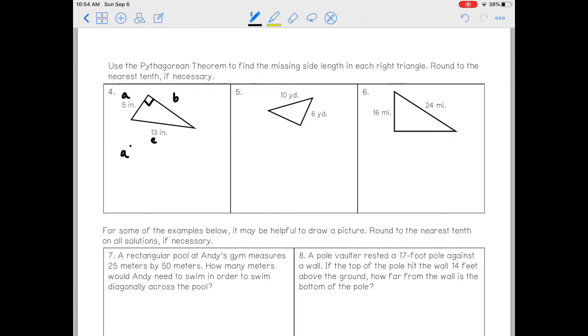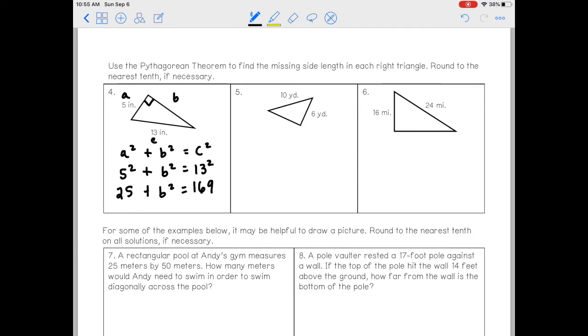We know the Pythagorean theorem says A squared plus B squared equals C squared. We have A, which is 5 squared, plus B squared, we don't have that, and then C squared is 13 squared. Well, 5 times 5 tells us it's 25, plus B squared equals 13 times 13. 13 squared is 169. So we have 25 plus B squared equals 169.